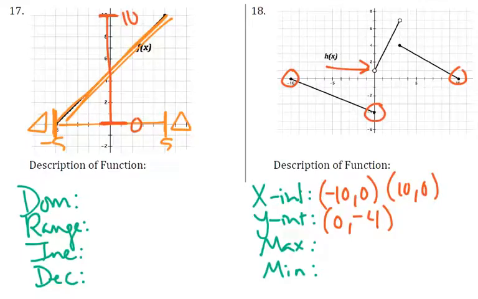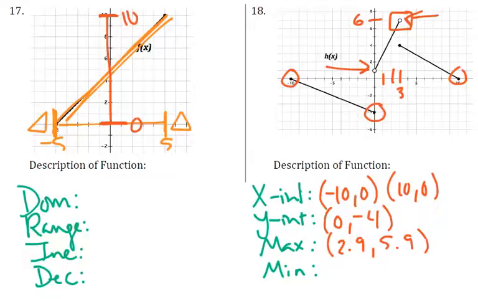Our maximum, that highest point, would almost be up there, so it would be slightly below, since that's a hollow circle. It would be slightly below 3 and 6. So like 2.9, 5.9 would be our max. Our minimum is that point right there, so it would be 0, negative 4.